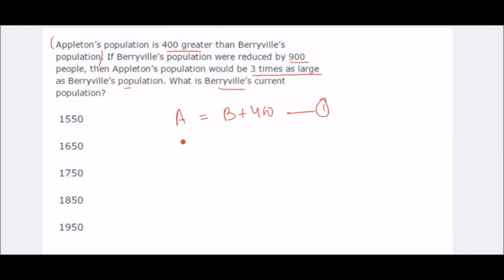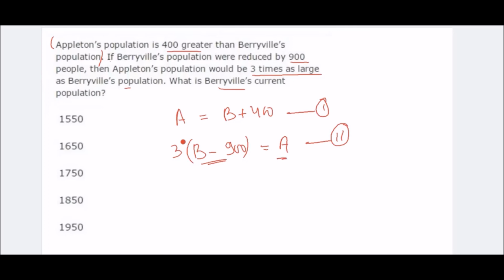And see the next sentence. If Berryville population were reduced by 900, that is B minus 900, then the Appleton population would be 3 times as large as Berryville population. So Appleton population would be 3 times as large as Berryville population. That will equal to A. Equation second. So we have to find out the Berryville's current population.